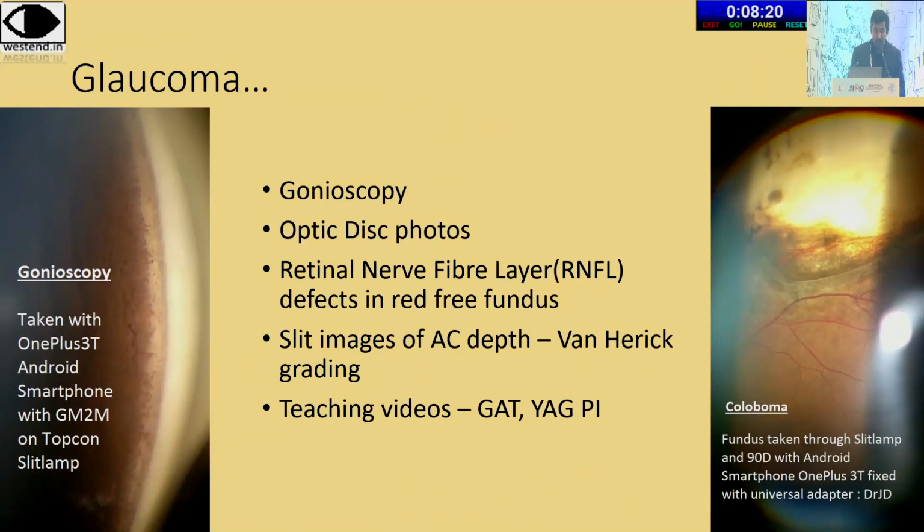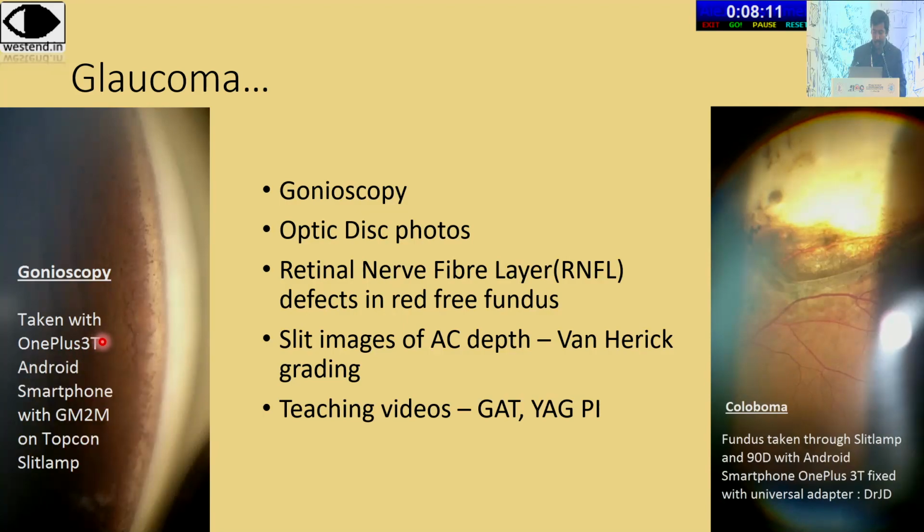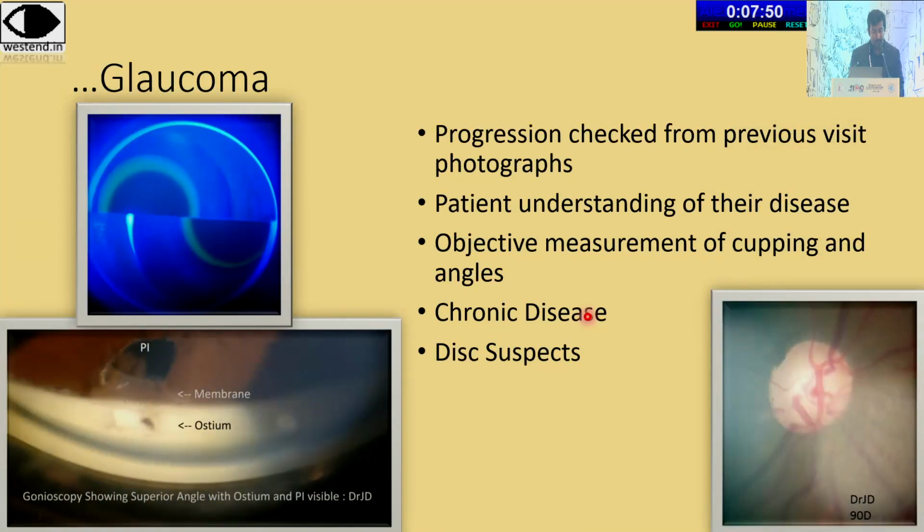And for glaucoma, you can take photographs of gonioscopy. These photographs on the sides are done with a smartphone. I think this is with the OnePlus 3T. That was many generations back, not the new phone, okay? And you can take optic disc photographs, retinal nerve fiber layers. You can put it in the red-free illumination. You can take slit images of the Van Herick grading. You can take teaching videos of whatever procedure you want to do. So all these things can be taken on your phone.